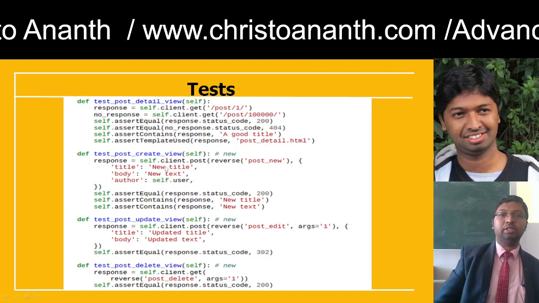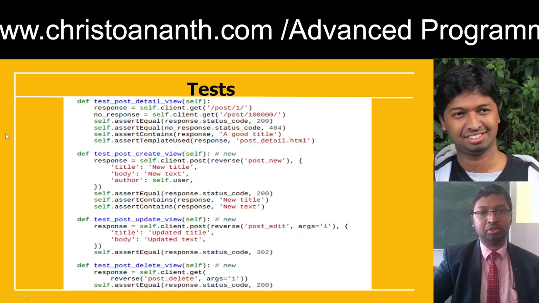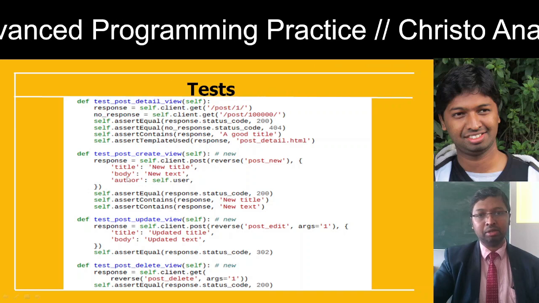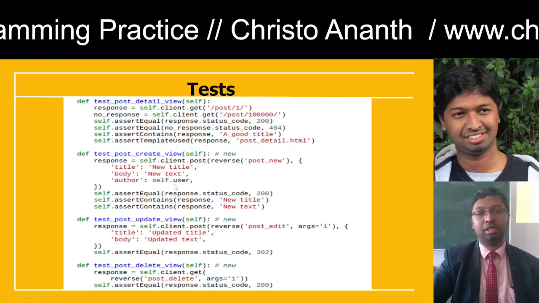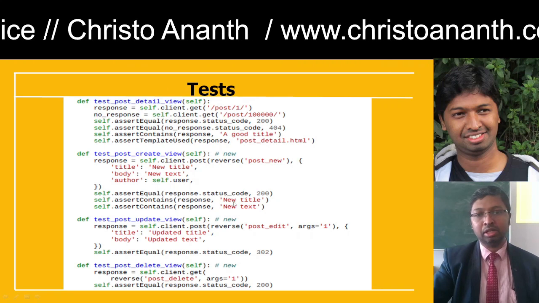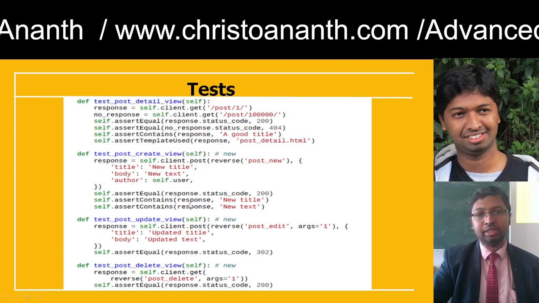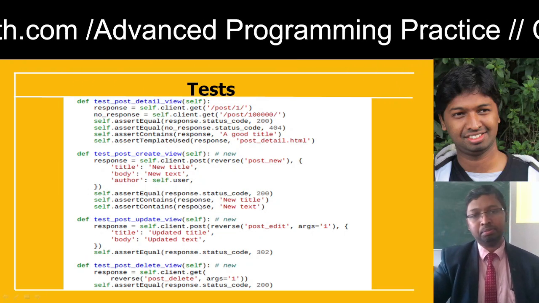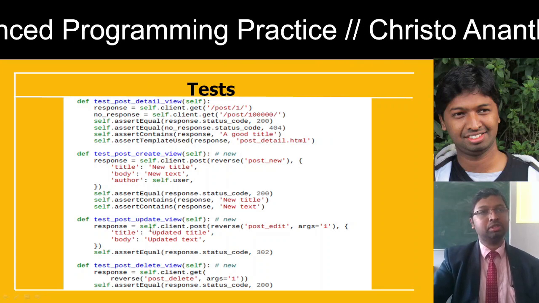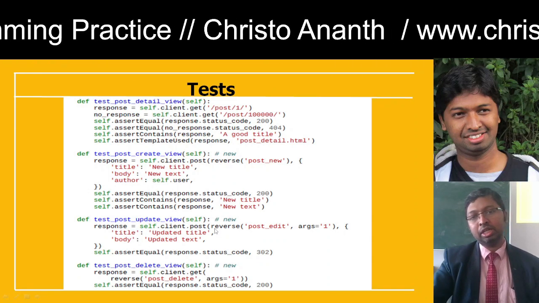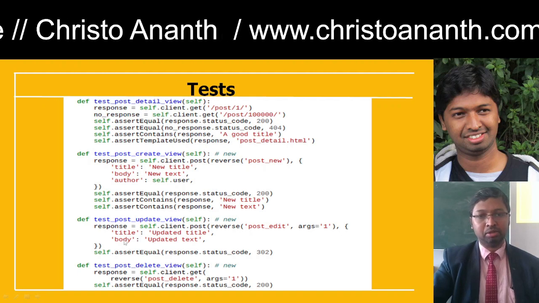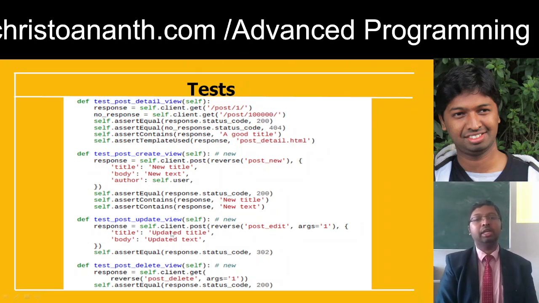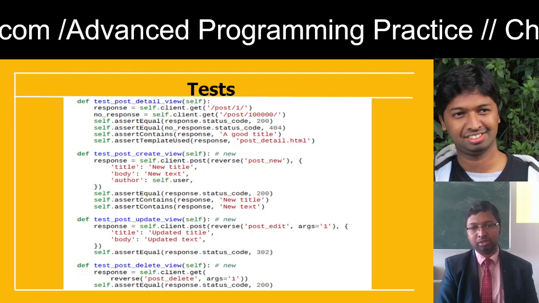Then for the create view, you are going to update it with a new post. So response is equal to self.client.post reverse post_new, title, body new text, and author self.user. And then self.assertEqual response status code of 200. self.assertContains the new title. self.assertContains the new text. Then you go with the post update view, which is the new one. Response equal to self.client.post reverse the post_edit, argument equal to 1, title the updated title and body also updated text. Finally, self.assertEqual response status code of 302.